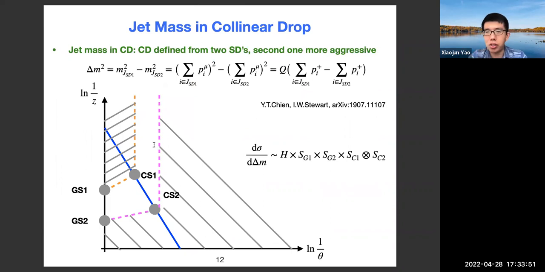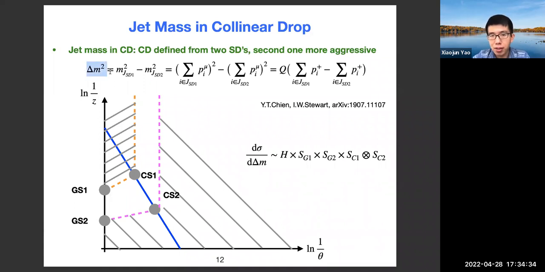Now I'm going to show you how to construct collinear drop using soft drop. Collinear drop is defined by using two soft drops, where one of the soft drops is more aggressive than the other. That can be represented in these pictures here. So now we have two soft drops: there's soft drop 1, there's soft drop 2, and soft drop 2 is more aggressive than soft drop 1. This purple line is more aggressive than the orange line, so it cuts out more space. Then we just use the region of the jet that is between soft drop 1 and soft drop 2. In this plot, it corresponds to this white region here. And all the other parts are groomed away.